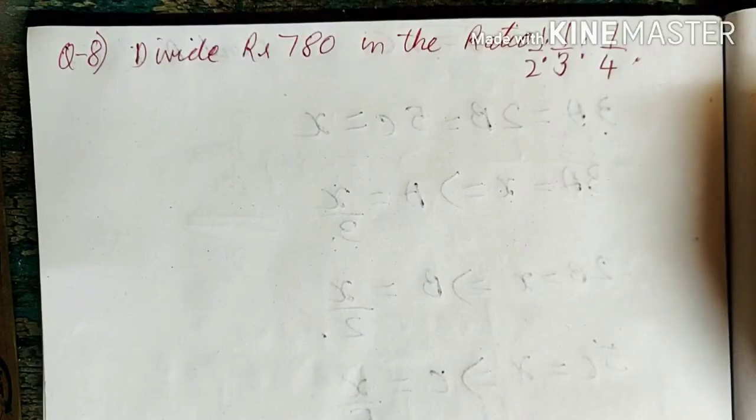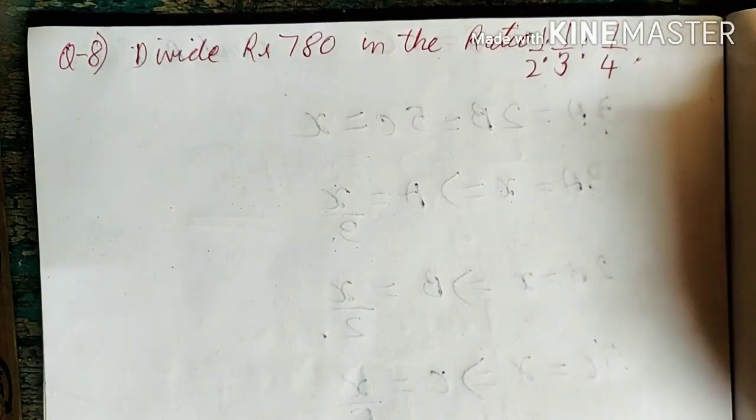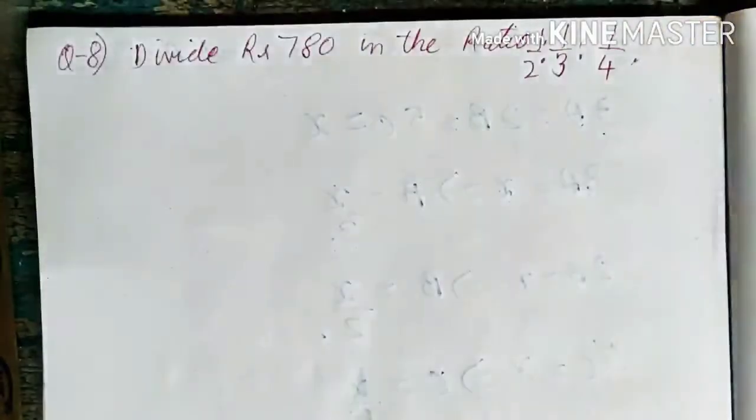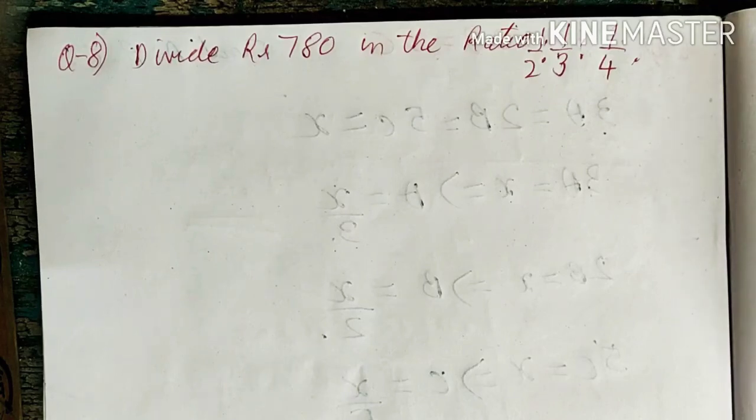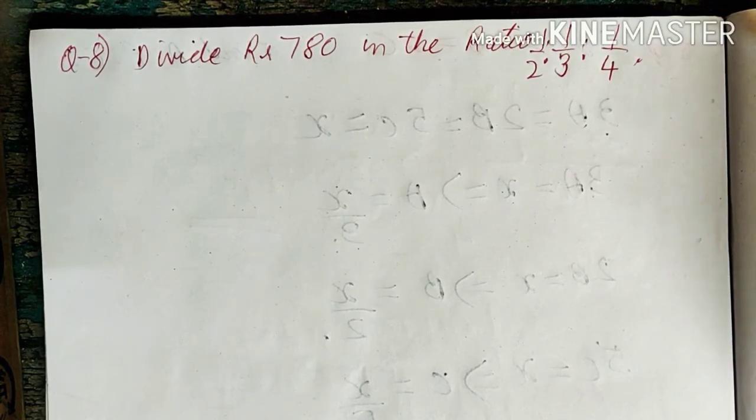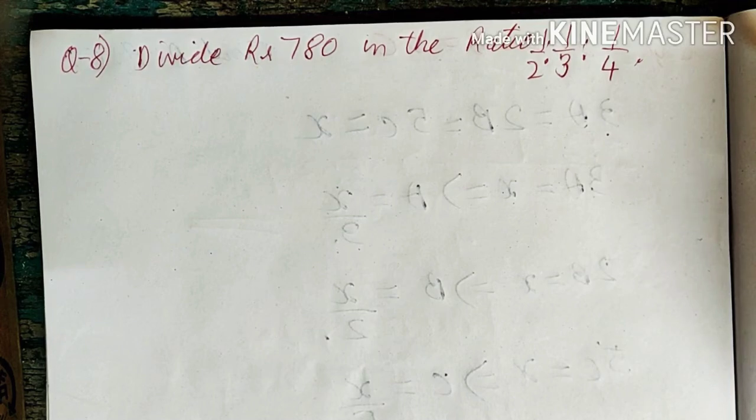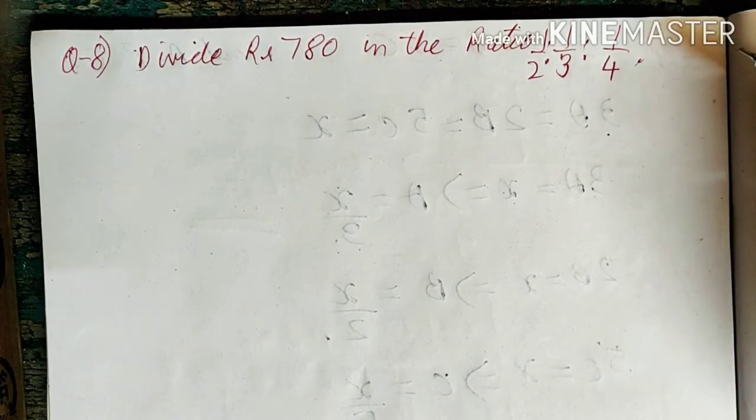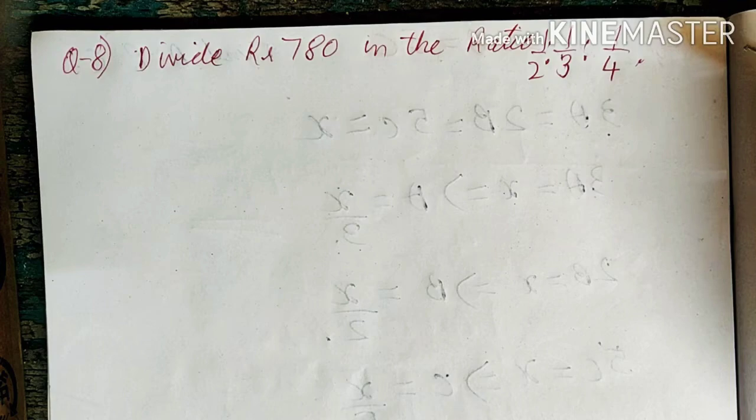So class, we have the next question here that says: divide rupees 780 in the ratio 1 is to 1 upon 2 is to 1 upon 3 is to 1 upon 4. First of all, we should not have a ratio in fraction form. So our first step will be to convert this ratio in fraction form into a normal ratio.